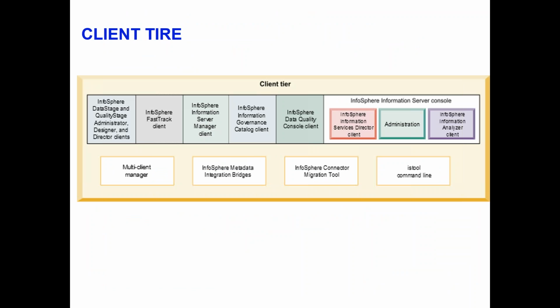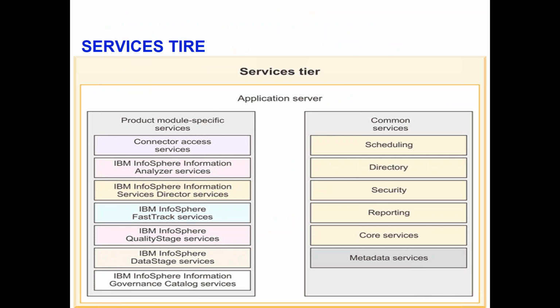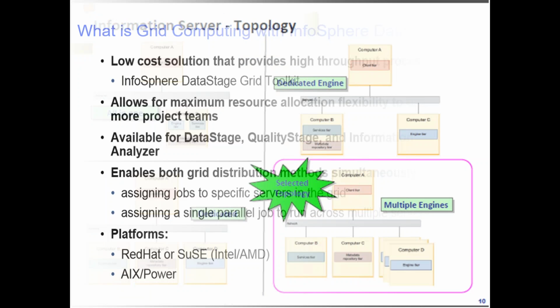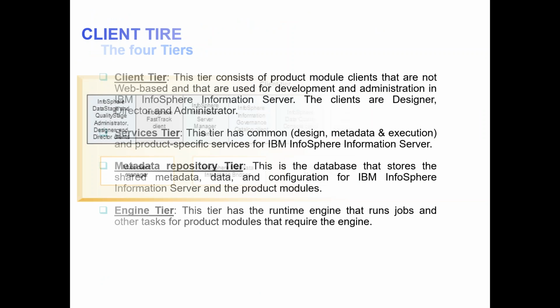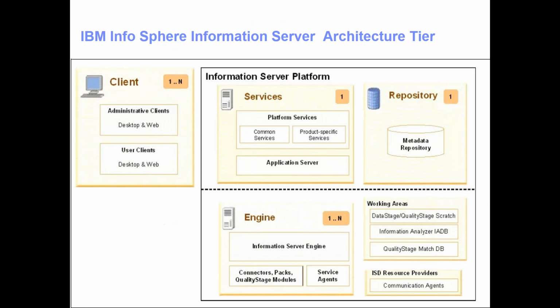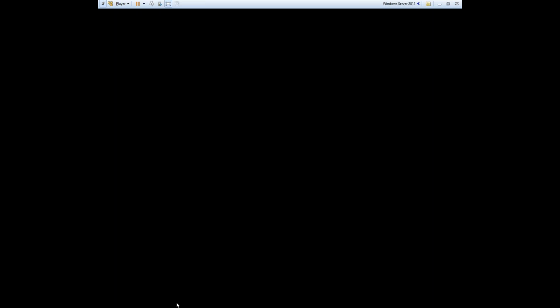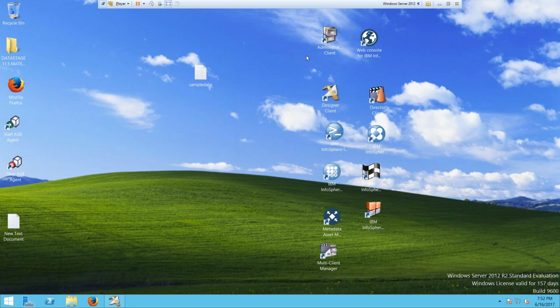Let me go back. Sorry. Let me show you what the different tier components are in the Information Server architecture. Here we have a client tier. Once DataStage software is installed on your machine, you can see these kinds of client components on your DataStage desktop.